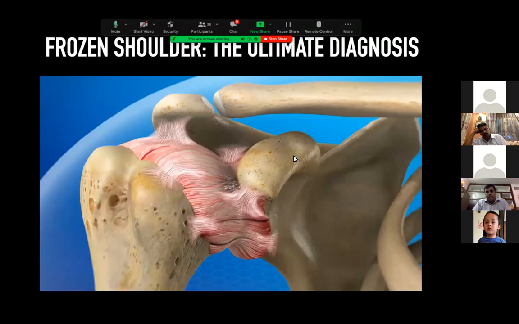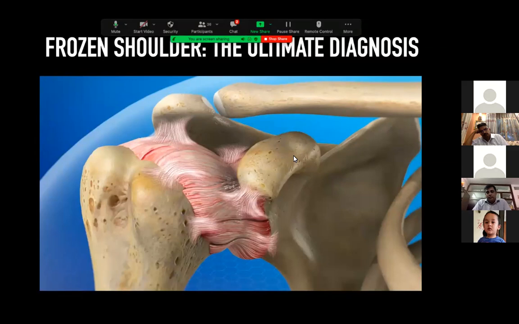So, frozen shoulder, every shoulder pain. My message is very loud and clear from this slide: every shoulder pain is not frozen shoulder. Never ever make frozen shoulder as a primary diagnosis, because primary frozen shoulder is a diagnosis of exclusion.